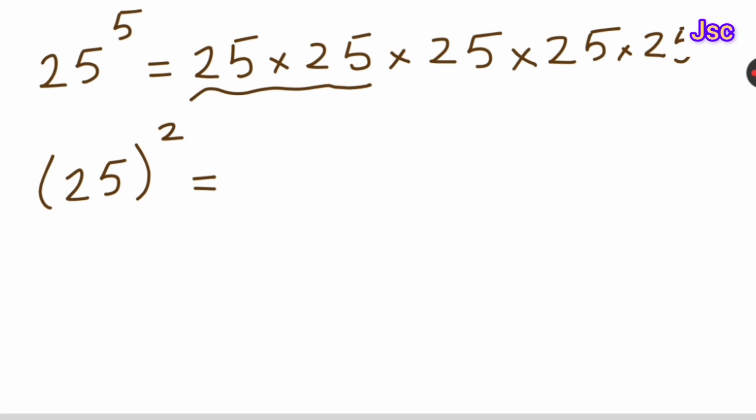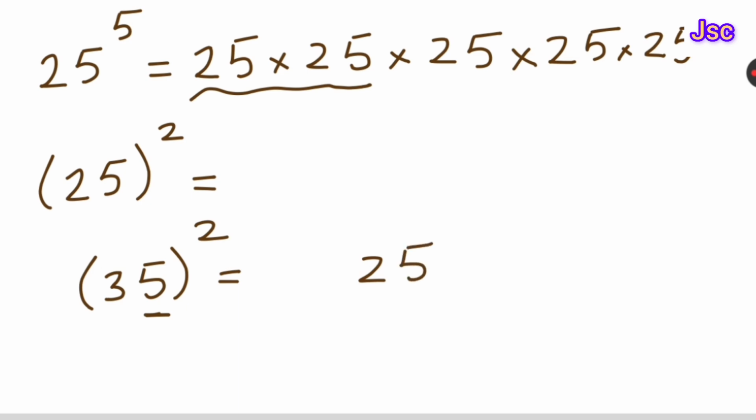Suppose we have the number 35 squared. This number ends with 5. In this case, the first step is to square the last digit, which is the number 5. 5 squared is 25. Just write it here, 25. The second step is to take the first digit, which is 3, and multiply it with the next number. What is the next number after 3? It is 4. So 3 times 4 gives 12.